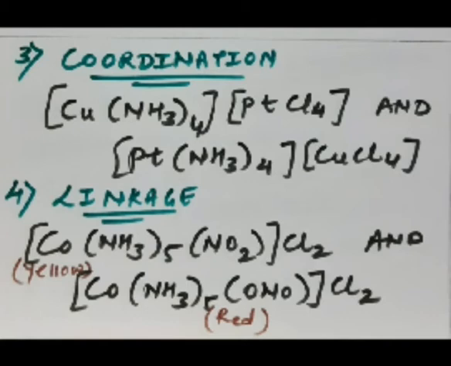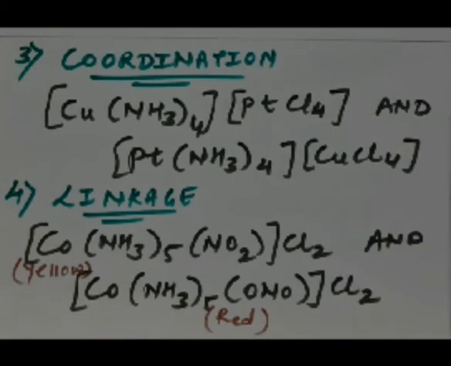Take an example. The first example is a cobalt isomer, which is yellow in color, and the other isomer of it is red in color. The only difference you can observe in both isomers is that in one case the NO2 group is in nitro form and in the other case the NO2 group is in nitrito form. Is it okay? So that's about linkage isomerism.